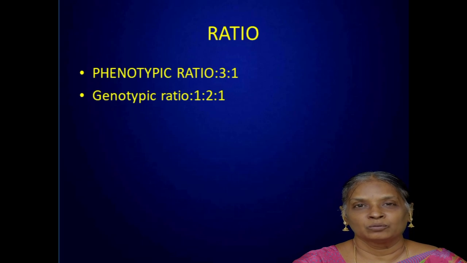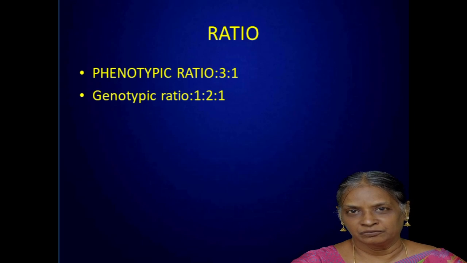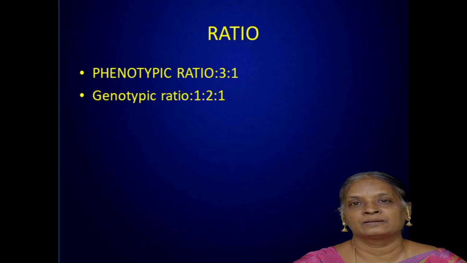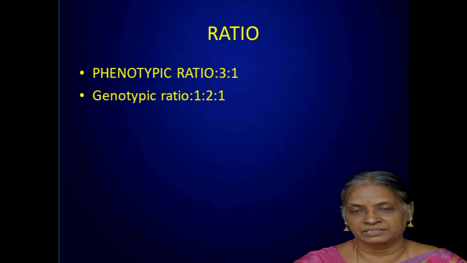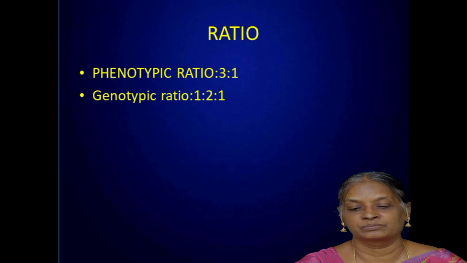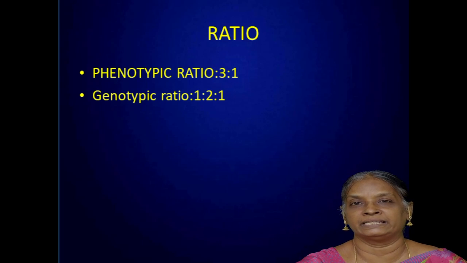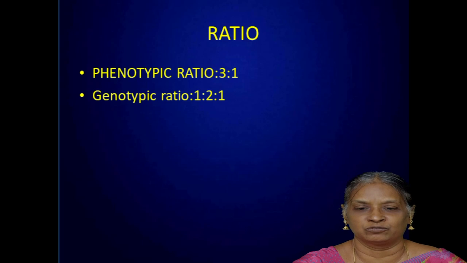Here 1 indicates the homozygous dominant condition, which is externally visible as red color flowers, and the number 2 indicates the heterozygous dominant condition, which is indicated externally as red color flowers. The last one, the number 1, indicates the presence of double recessive alleles, which indicates the recessive character, the white flower, that is not expressed in the F1 generation.